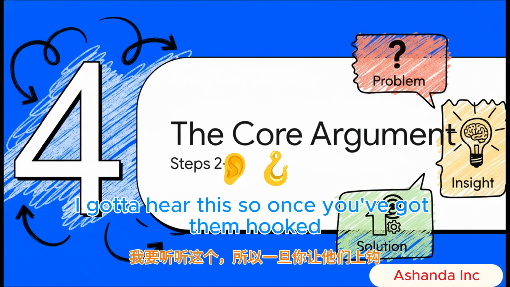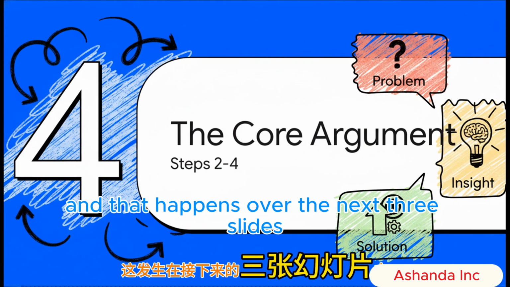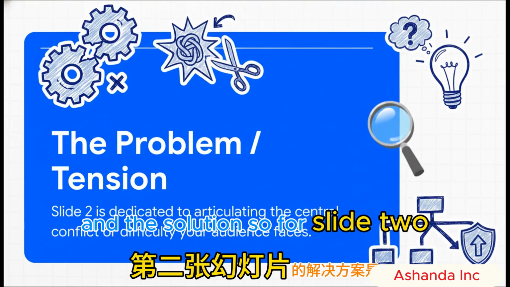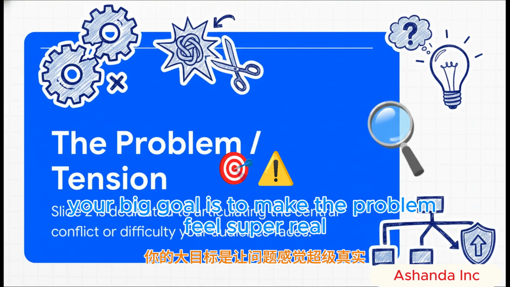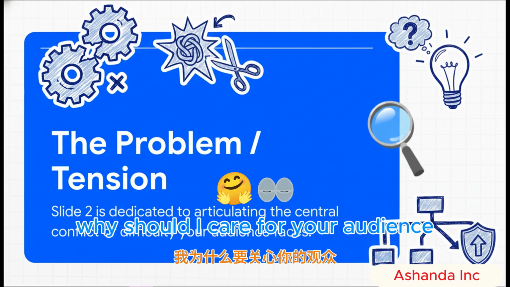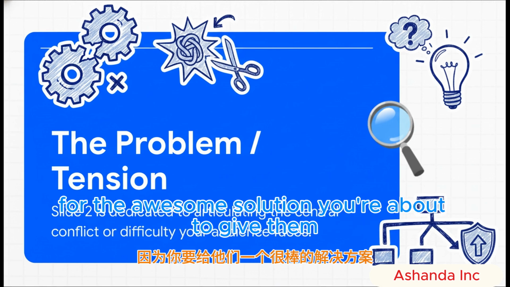So once you've got them hooked, their attention is yours. Now it's time to build the real meat of your argument. And that happens over the next 3 slides. The problem, the insight, and the solution. So, for slide 2, your big goal is to make the problem feel super real and relatable. You're basically answering the question, why should I care, for your audience? This sets the whole stage for the awesome solution you're about to give them.